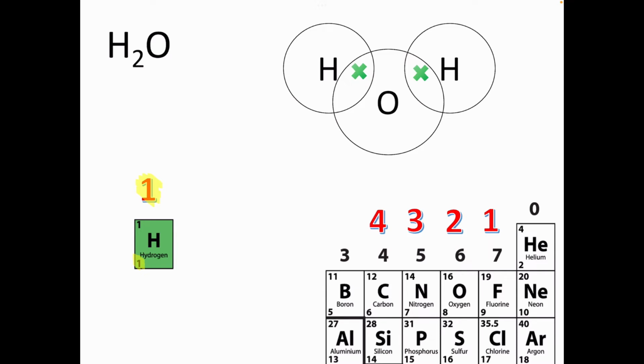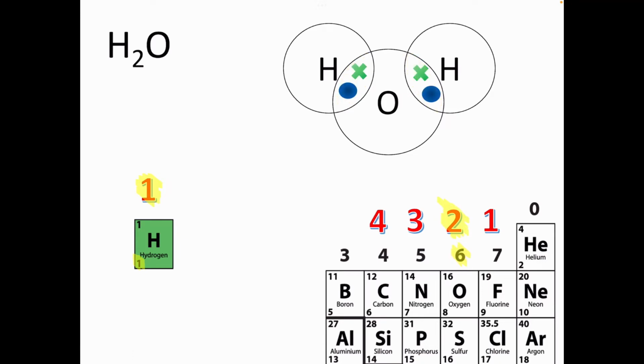Then let's look at the oxygen. The oxygen is in group 6, so my 2 key numbers are the 6 and the valency of 2. 2 meaning there are 2 electrons that need to be shared in order for it to get a full outer shell. Because there are 2 places it could share over here or it could share here, I'm going to split them evenly between those 2 points. So I'll put 1 electron into each of them.